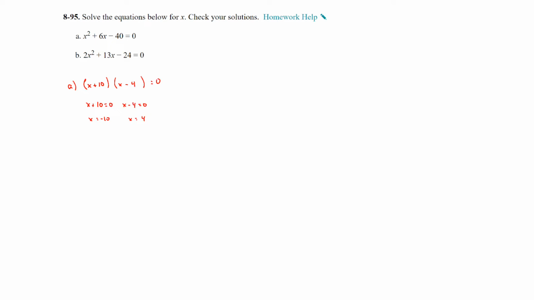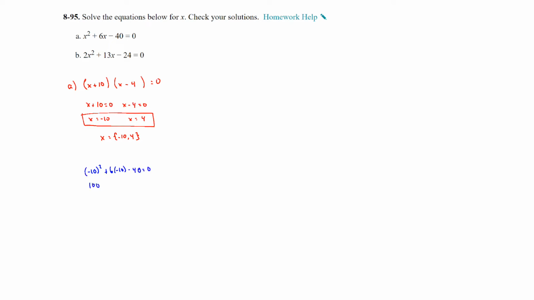And it does want us to check our solution. So to do that, we would plug those back in. And so we can either write our solution in a solution set like this, or we can just leave it this way. Either way is fine. And so to check this, we would plug negative 10 back into the equation for all values of x, and then see if it works out.